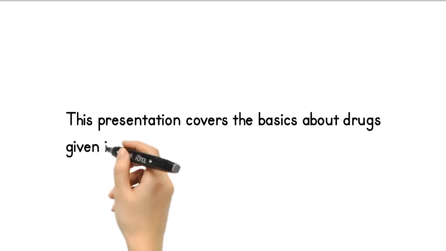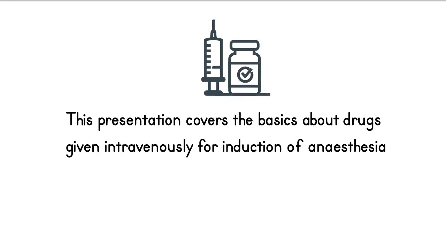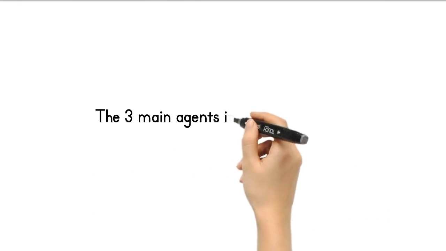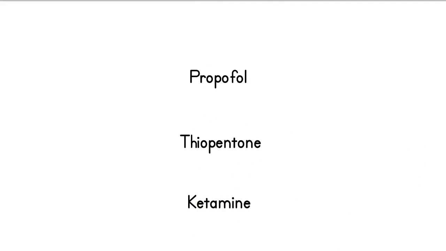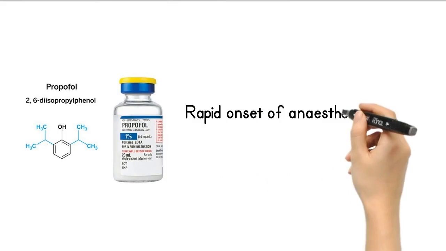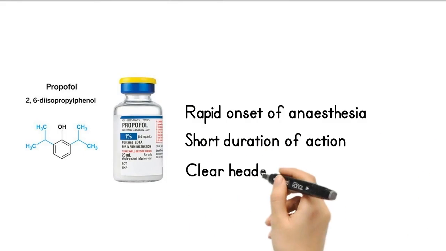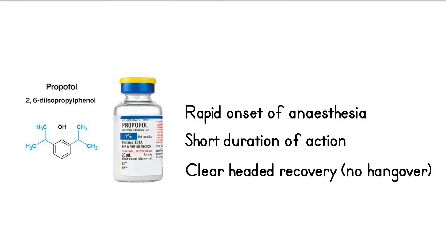This presentation covers the basics about drugs given intravenously for induction of anaesthesia. The three main agents in modern use are Propofol, Thiopentane, and Ketamine. Propofol produces a rapid onset of anaesthesia, it has a short duration of action, and it produces clear-headed recovery with minimal or no hangover.